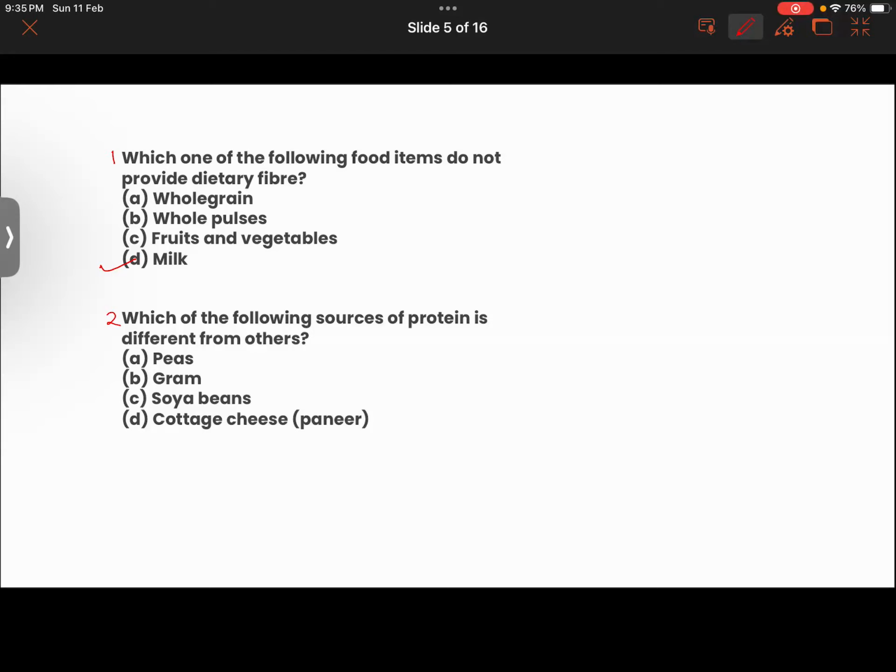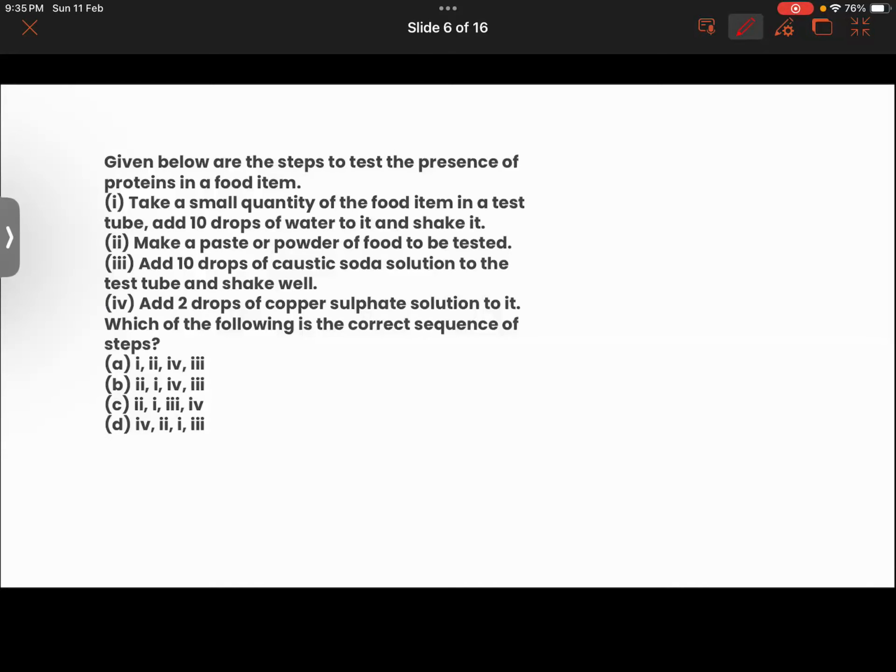D. That is cottage cheese. How is it different from other options? Because it is a different source of protein, meaning that it is coming from animal. It's a milk product, while others are from a plant product, and that is from the animal. Okay, third question.